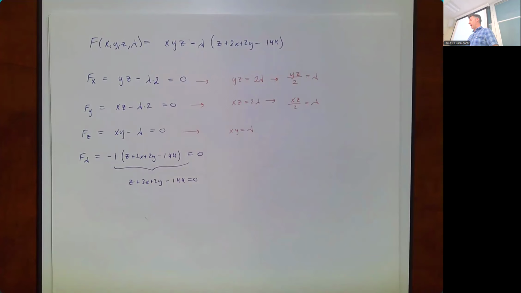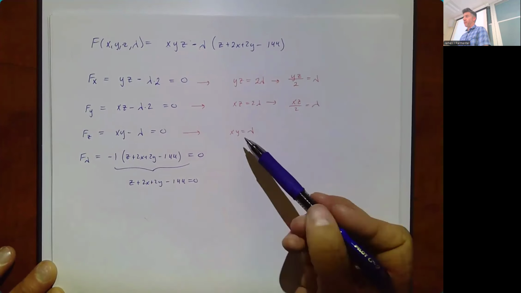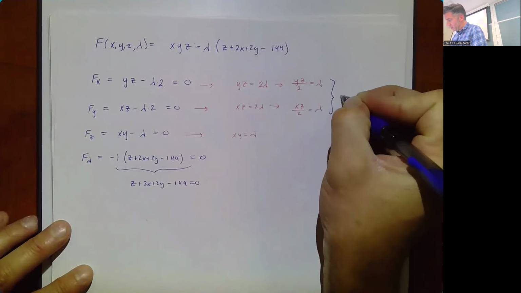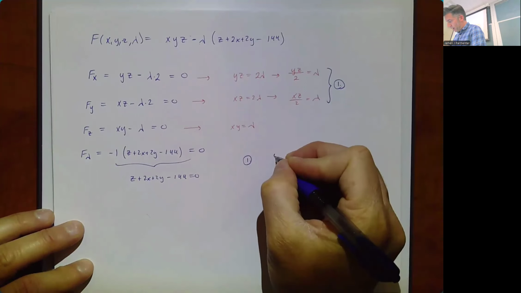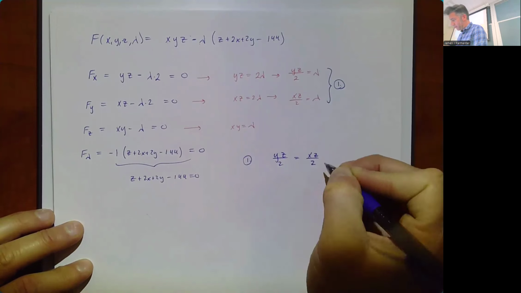And then we set them equal to each other. I like isolating lambda specifically because then it's really easy just to be like, oh yeah, I'm going to set that equal to that, or that equal to that, or that equal to that. So let's set the first two equal to each other. Setting these two equal to each other, we're going to get yz over 2 equal to xz over 2.